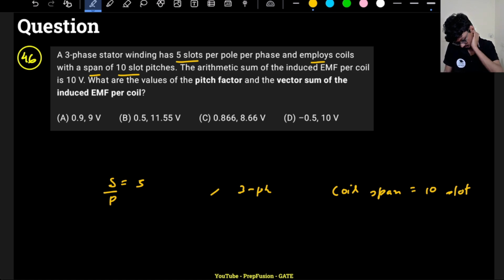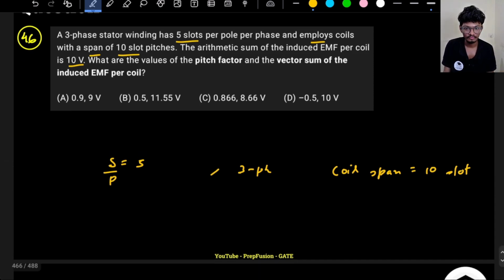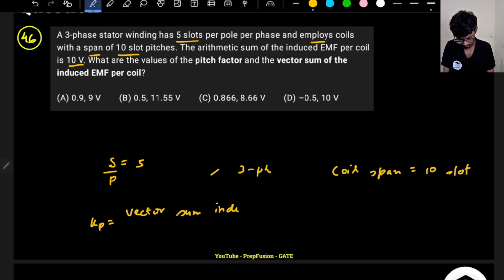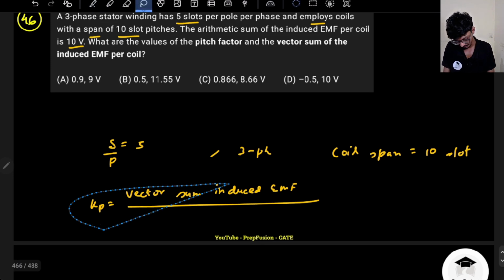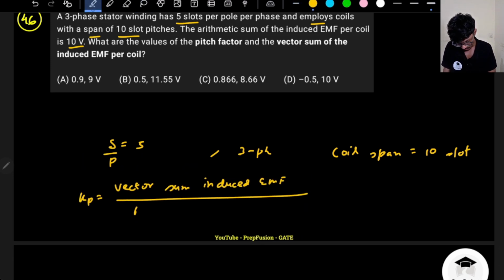What else is given to me? The arithmetic sum of the induced EMF per coil is 10 volts. So now that formula actually will be useful. If you remember the formula for Kp, this fundamental definition you have to remember: Kp is the vector sum of induced EMF when it is short pitched, divided by the arithmetic sum. Remember, arithmetic sum will always be higher than the vector sum.